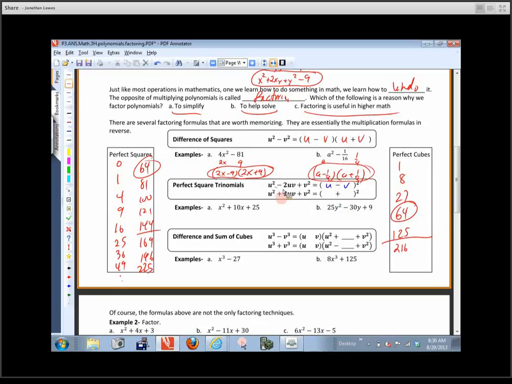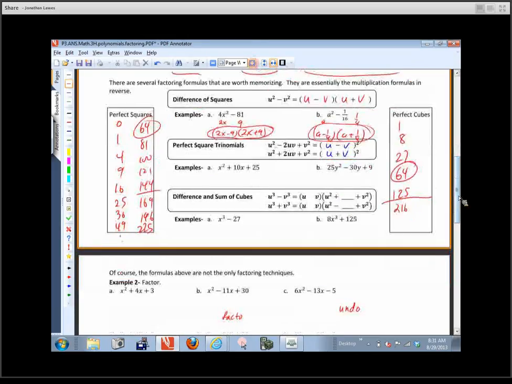And the only difference between the two of these is this has a minus, this has a plus, so this would be u plus v. So again, let's take a look at how to spot that pattern.